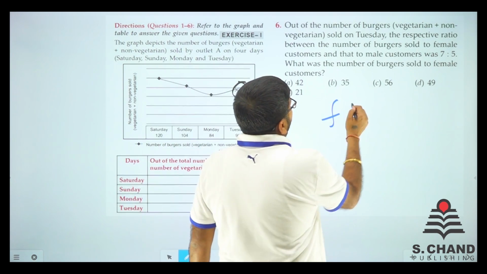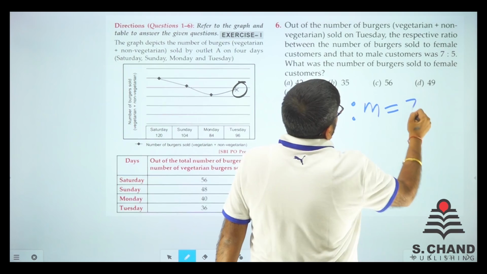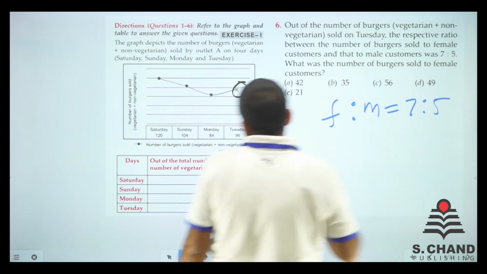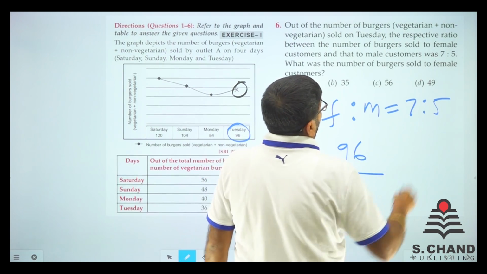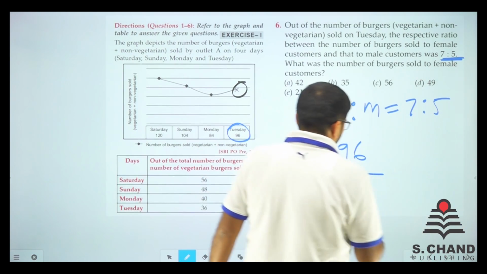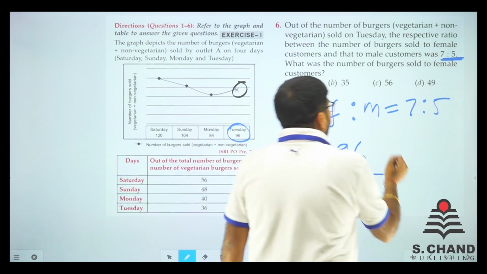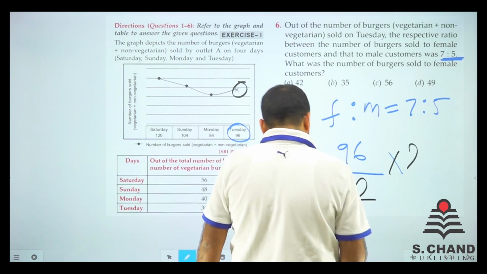So female to male is 7:5 and the total number is 96. Just divide this 96 by the total. So 7 and 5 is 12. So divide by 12, and if we multiply by 7, we'll get the answer.